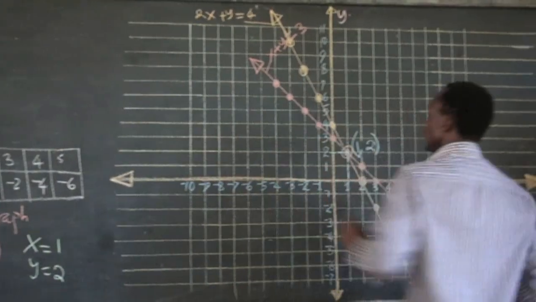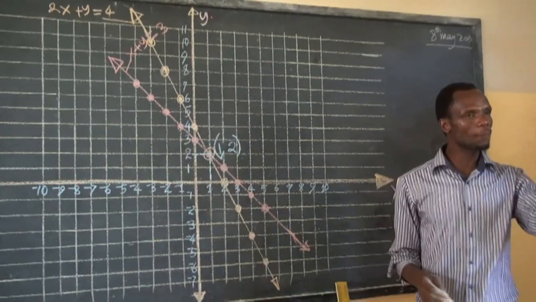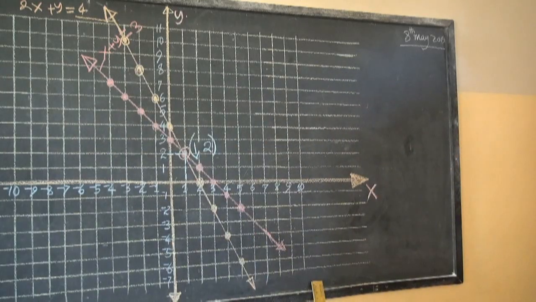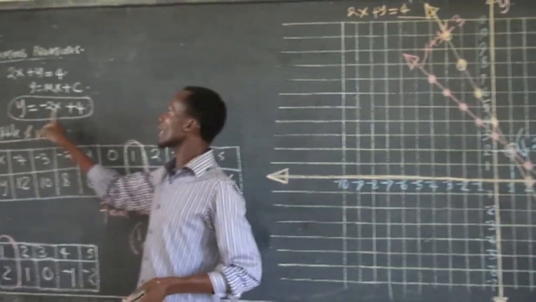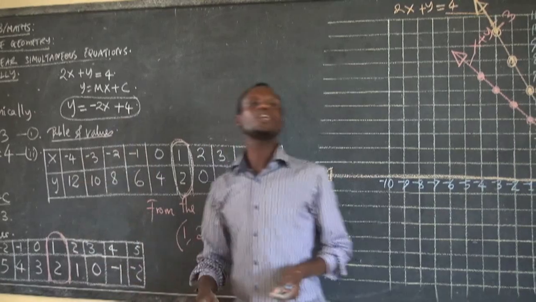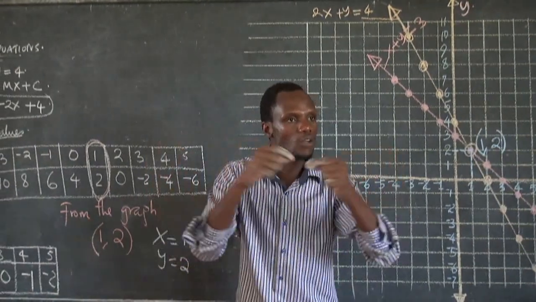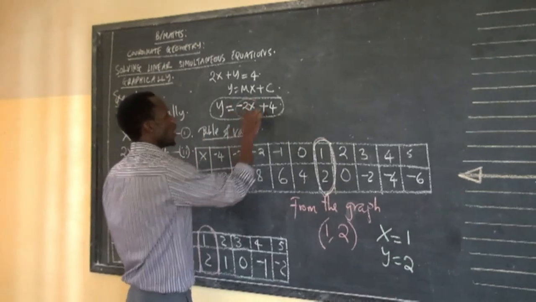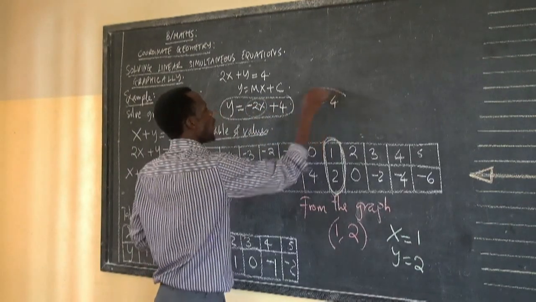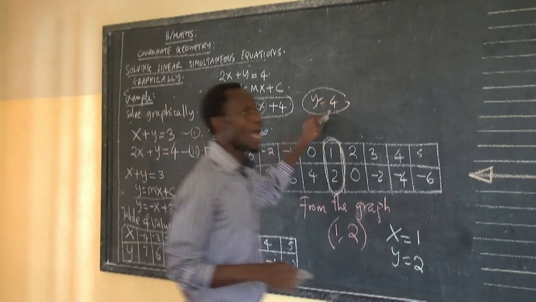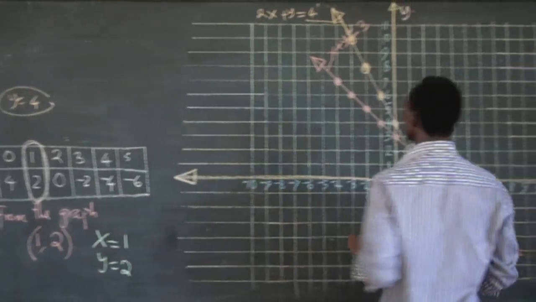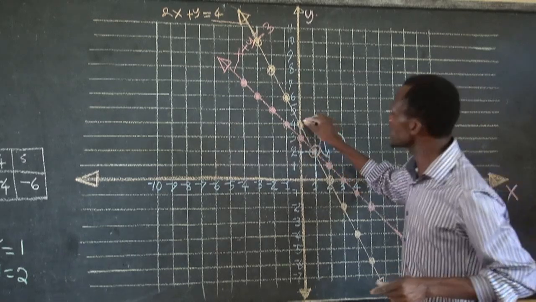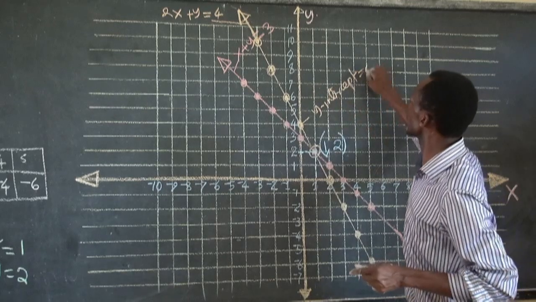From the graph, we can obtain what we call the y-intercept and the x-intercept. For example, you want to know the y-intercept of this one. For y equals negative 2x plus 4, the y-intercept is obtained when x is equal to 0. Now you can see, if x is equal to 0 here, y is equal to 4. So the y-intercept for this equation is 4. And you can see here, the y-intercept for this is 4. This is called the y-intercept, which is equal to 4.